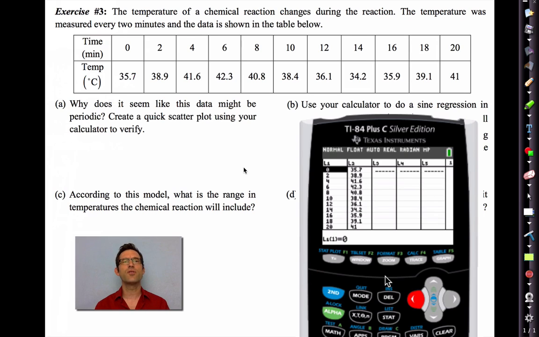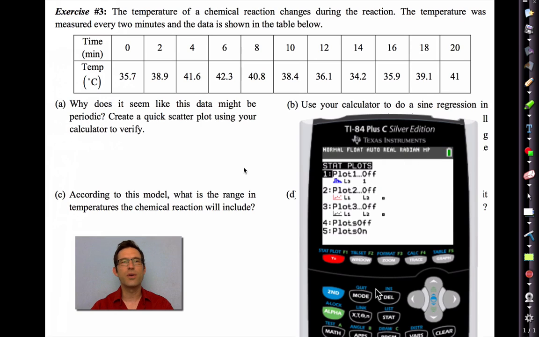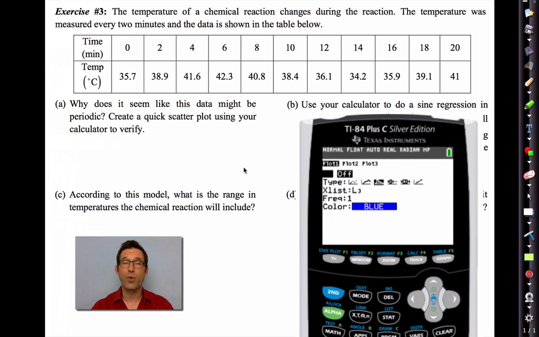Let's go into, not y equals, but where we get to the scatter plots, which is right above y equals, stat plot. And let's go into plot 1. First thing that's important is to turn it on. Always highlight the on button. And then highlight this symbol, which is the stat plot symbol. Then it asks us, what is our x data list? And we have L1. What is our y data list? That's going to be L2.